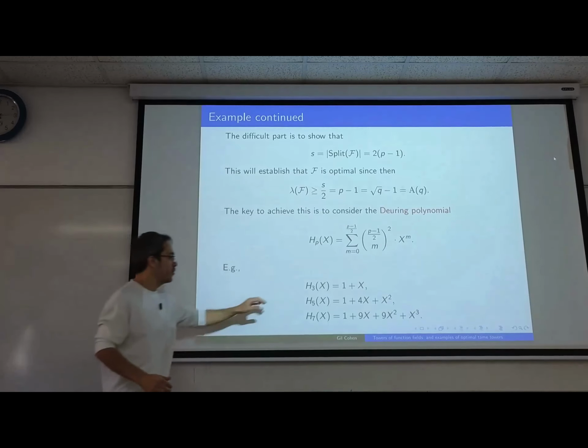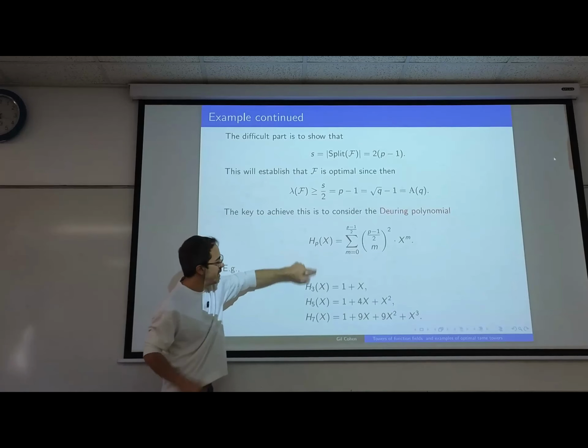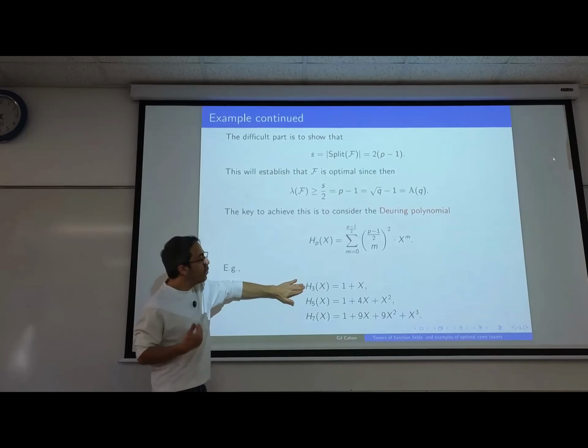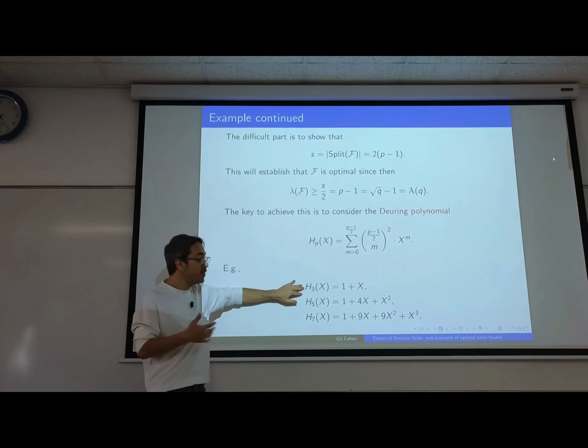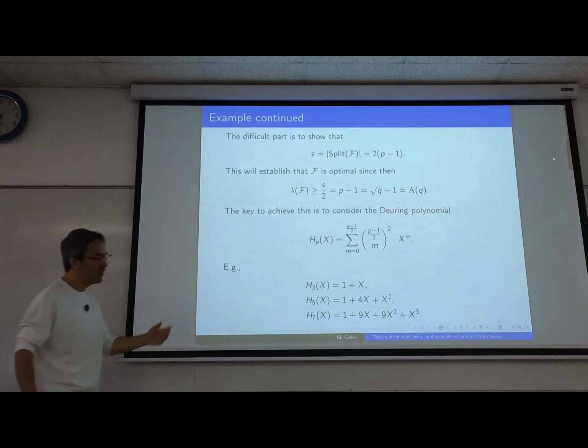But just to give you a sense, this is H3 that we talked about. P is 3, Q was 9. So the hidden polynomial that we used was 1 plus x. And generally it will look like that: H5, H7, and so forth.